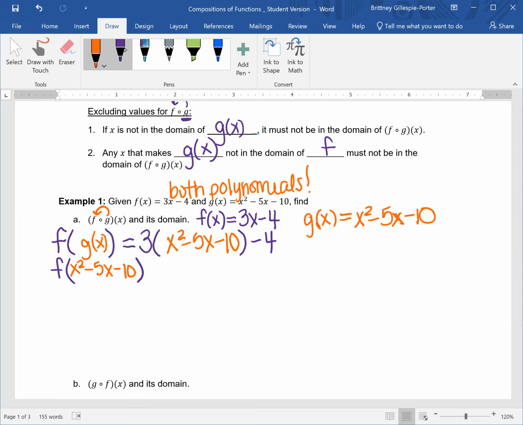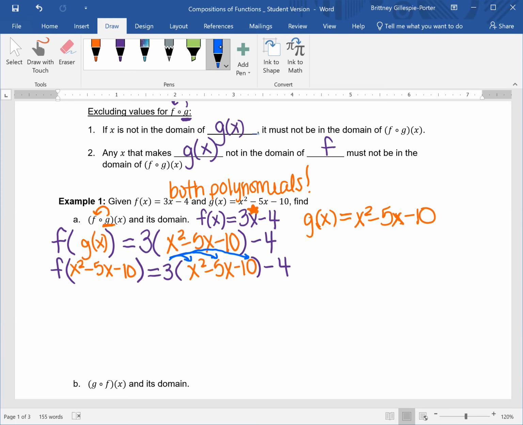So you may see this written one of two ways. You could see it the first way, this first line, or you could see it the second way, where I have f of the polynomial instead of f of x. But notice that this means the same thing. We are plugging g of x into our f function. So wherever we see an x, we're plugging in our g function. We're not done yet. We need to simplify. To simplify this guy, we need to distribute our 3. And remember that 3 needs to go all the way through.